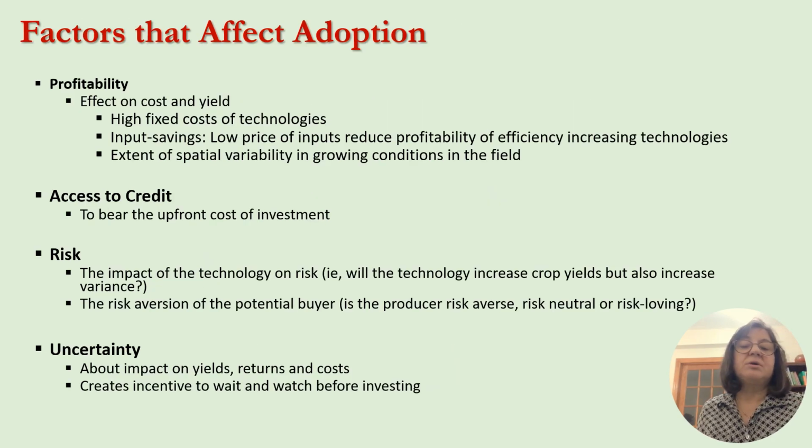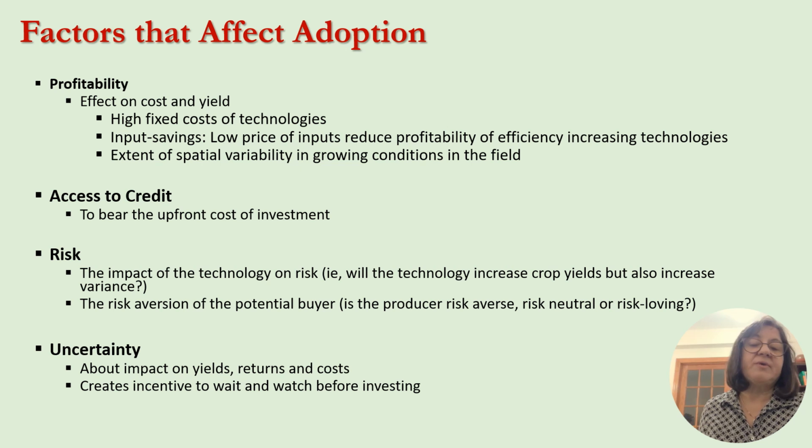There's a large literature that has been examining factors that influence adoption of modern technologies by farmers. And there's some key findings from this literature. The first is that profitability of the new technology compared to the old technology matters.